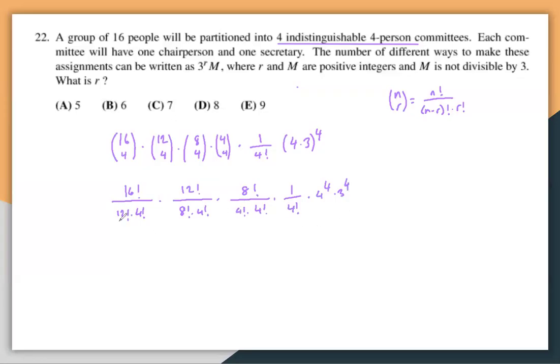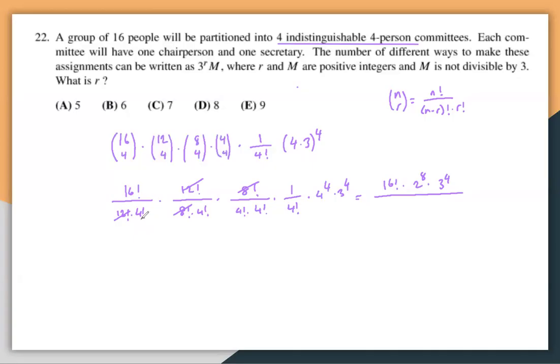We know 12 factorial and 12 factorial will cancel, and 8 factorial and 8 factorial will cancel, so we don't want to multiply these either. So we have 16 factorial. Now we have a bunch of other numbers in the denominator as well, so I'm going to write it this way. We have 16 factorial, and then this is 2 squared to the 4th, which is 2 to the 8th power, and then times 3 to the 4th power. I like to write the prime factorization because what I need is the number of threes.